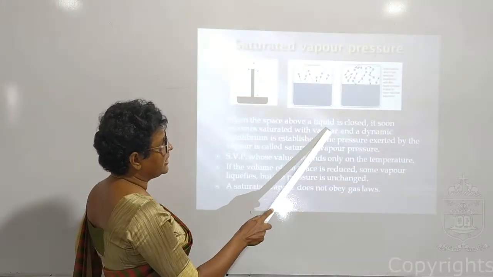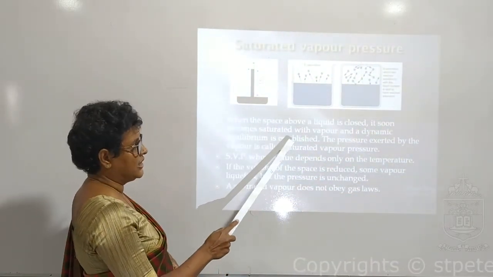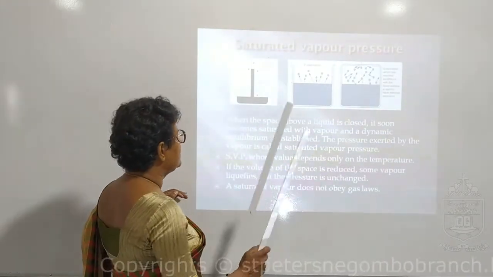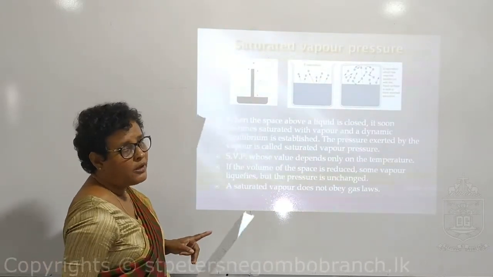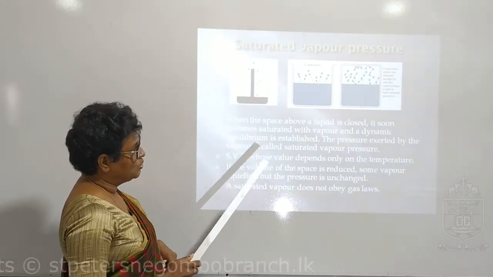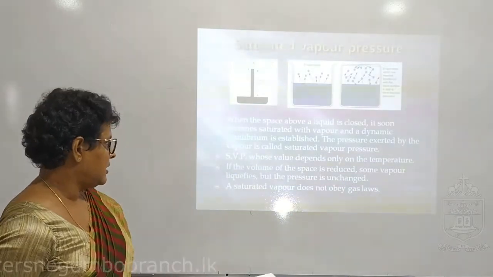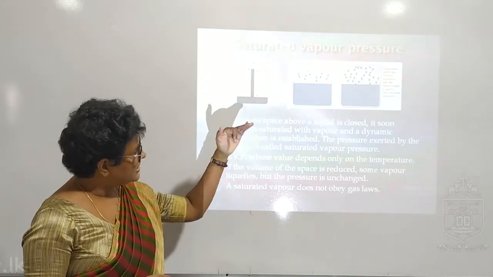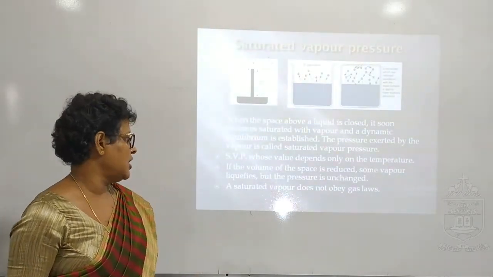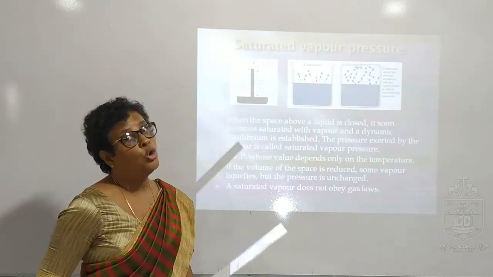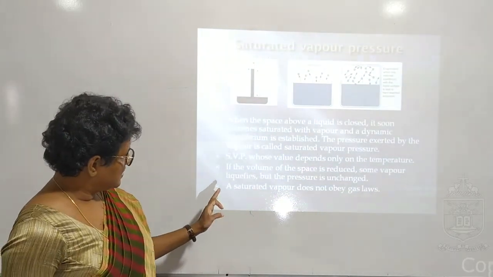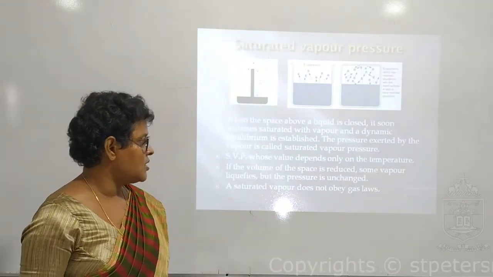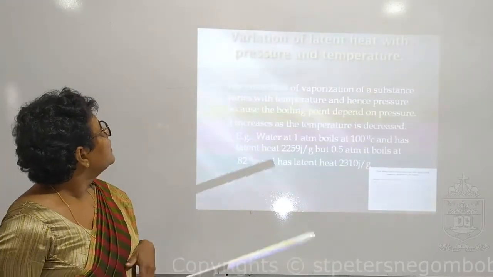When the space above a liquid is closed, it soon becomes saturated with vapor and a dynamic equilibrium is established. The pressure exerted by the vapor is called saturated vapor pressure, whose value depends only on the temperature. If the volume of the space is reduced, some vapor liquefies, but the pressure is unchanged. Saturated vapor does not obey gas laws, but vapor obeys gas laws, right? Saturated vapor does not obey gas laws, right?